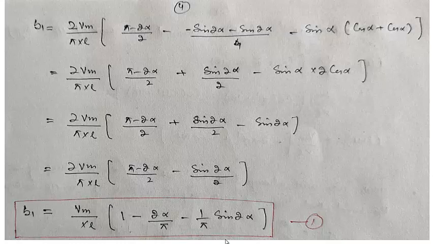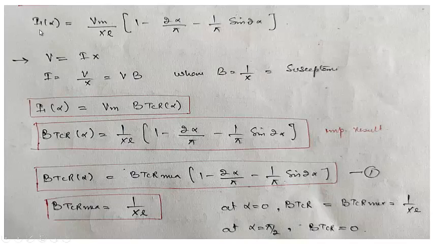That is the peak of the fundamental current. The peak of the fundamental current as a function of alpha will be Vm by XL times 1 minus 2 alpha by pi minus 1 by pi sine of 2 alpha. So V is equal to IX, we know that. Or I is equal to V by X, or V into B, where B is 1 by X, the susceptance of any circuit. This is for the general purpose. Similarly, I can write I1 of alpha is equal to Vm into BTCR of alpha, where BTCR of alpha will be this term.